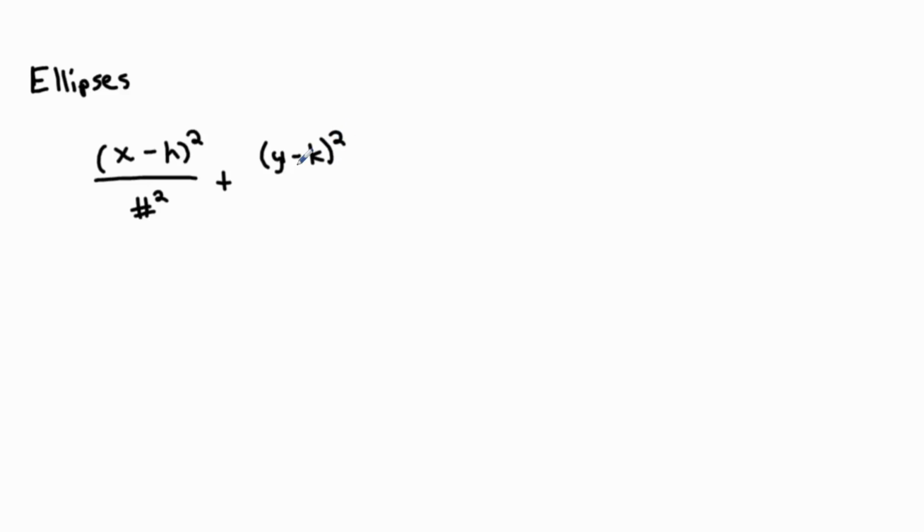That's everything about parabolas. Let's talk about ellipses, or ellipses. Let's talk about ovals. Okay, so our standard form for ellipses is x minus h squared over a number squared plus y minus k squared over a different number squared. So instead of putting the same thing, I'll put a different symbol.